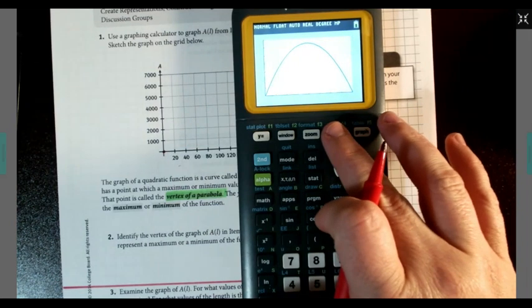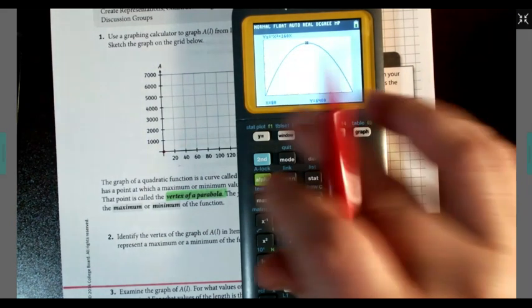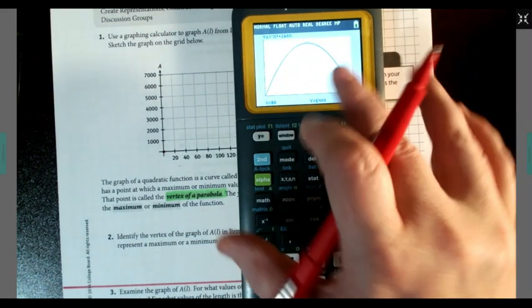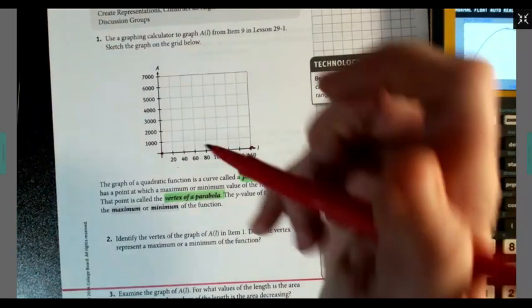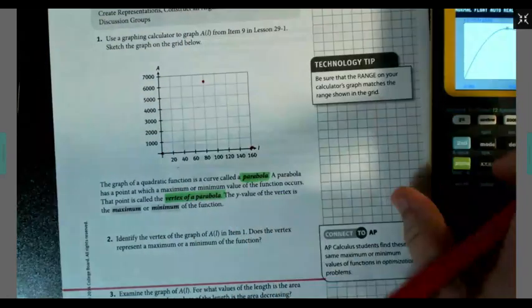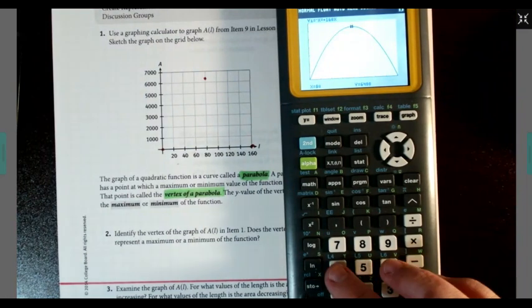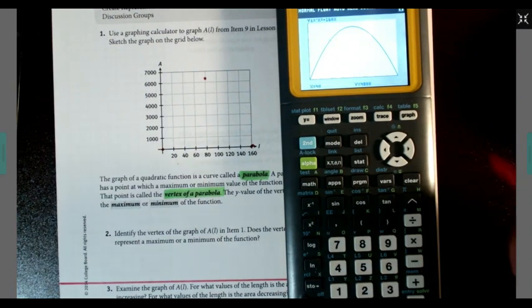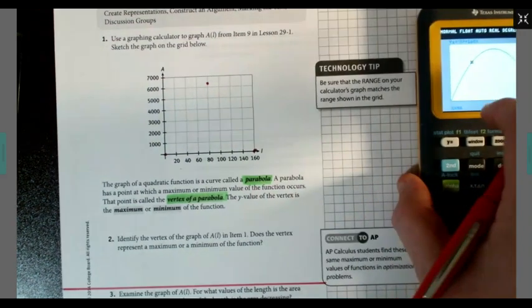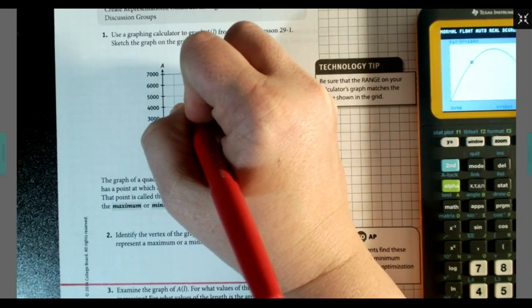If you press the key trace, it'll tell you certain things. Right now it's told me that at 80, it's at 6,400. So 80 is about 6,400. Then I could put in, say, 40. It tells me that 40 is at 4,800.